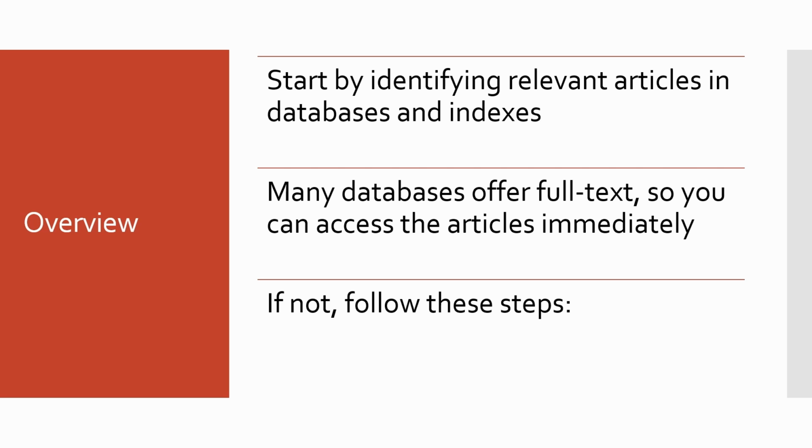Most of our databases offer full text, so you can actually just click on the article and access the text immediately. But if that doesn't work, you might end up with some citations to articles and you need to get the text. So if you're in that situation, you'll follow the steps in this tutorial to actually access the text of your articles.